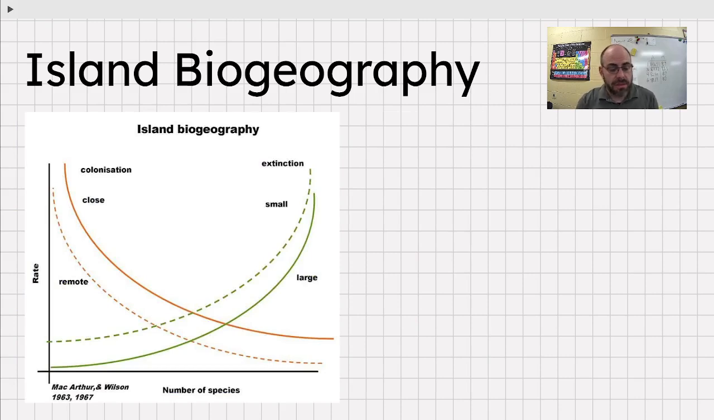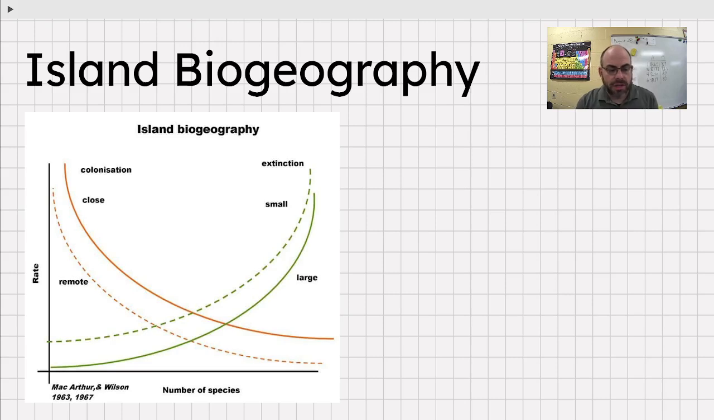This is the graph they came up with. Fantastic little graph here, but could be confusing. So let's look at it together. On the left, on the y-axis, you have rate, right? Just a simple kind of generic term, the rate at which any one of those things is occurring. Number of species is on the x-axis. And you have a couple of lines, very important.